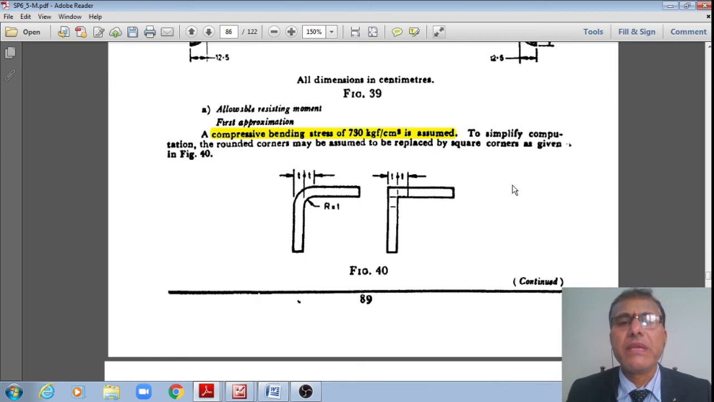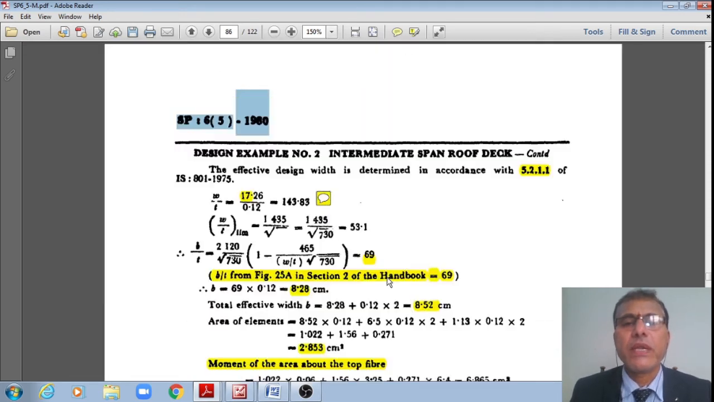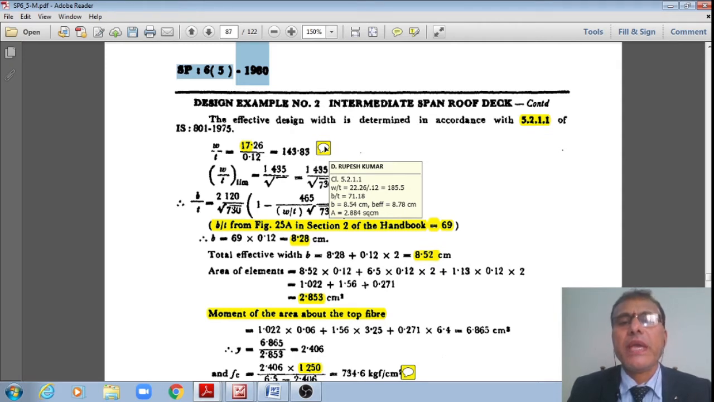Now, let me revisit to write this one, right? Therefore, this plus, here half the thickness, here half the thickness. Therefore, this is what is effective, and the rest of this one is ineffective, right? That now works out to 8.78, not 8.52, 8.78. B effective is 8.78 totally, right?